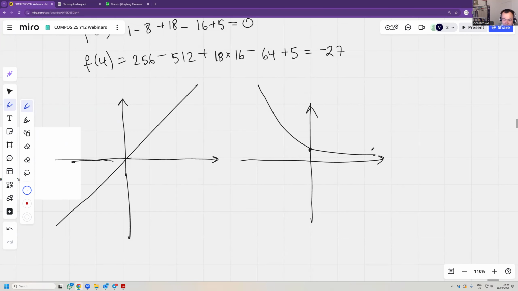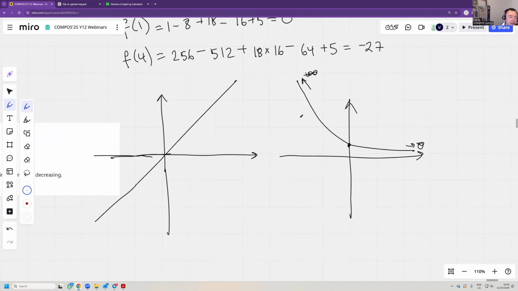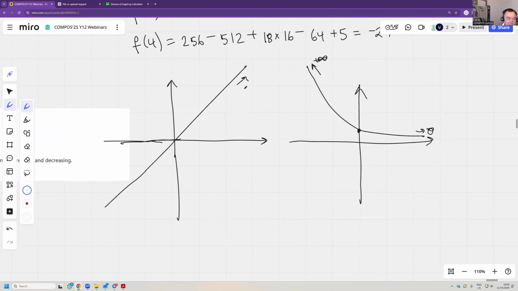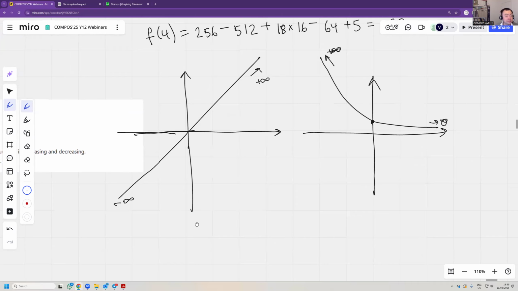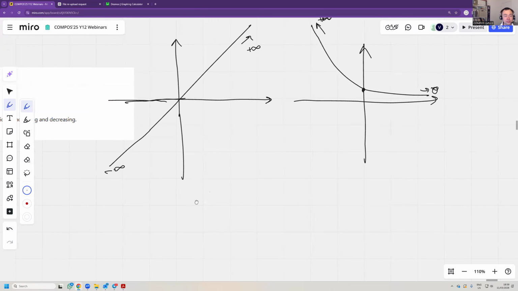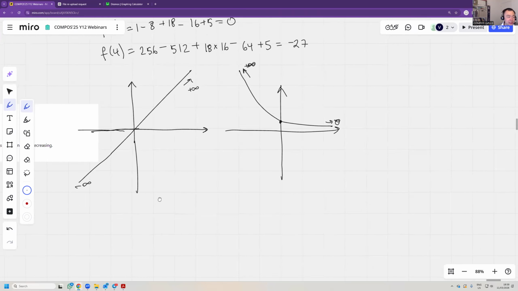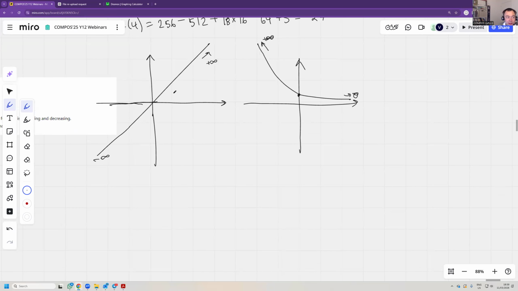So this tends to 0, this tends to 0, and this tends to plus infinity. And this tends to plus infinity. And this tends to negative infinity. Right. When you multiply them together, well, you can see, first of all, it's positive when x is greater than 0, they are positive. Because this graph is always positive. So when the first graph is positive.